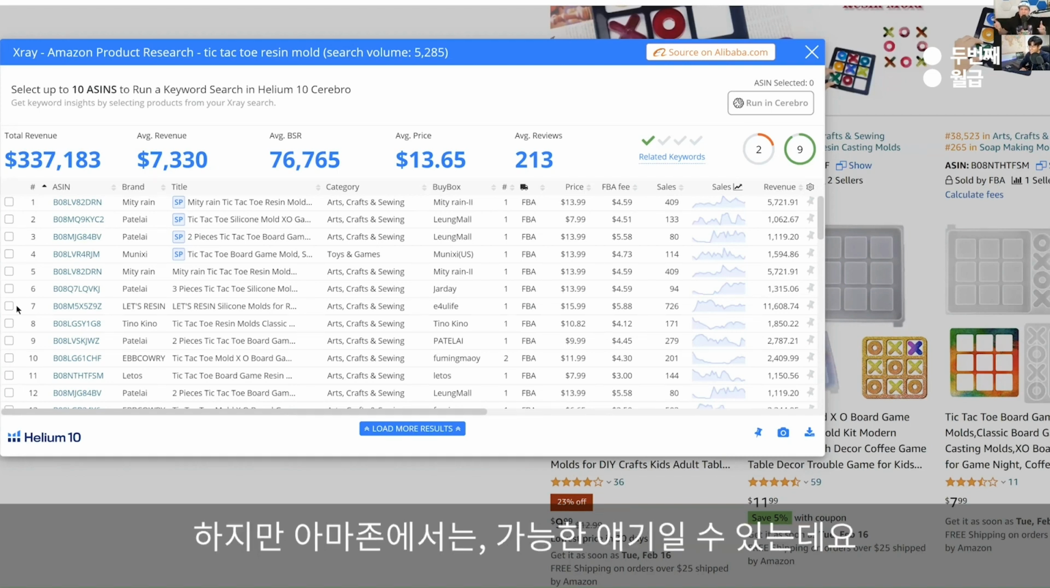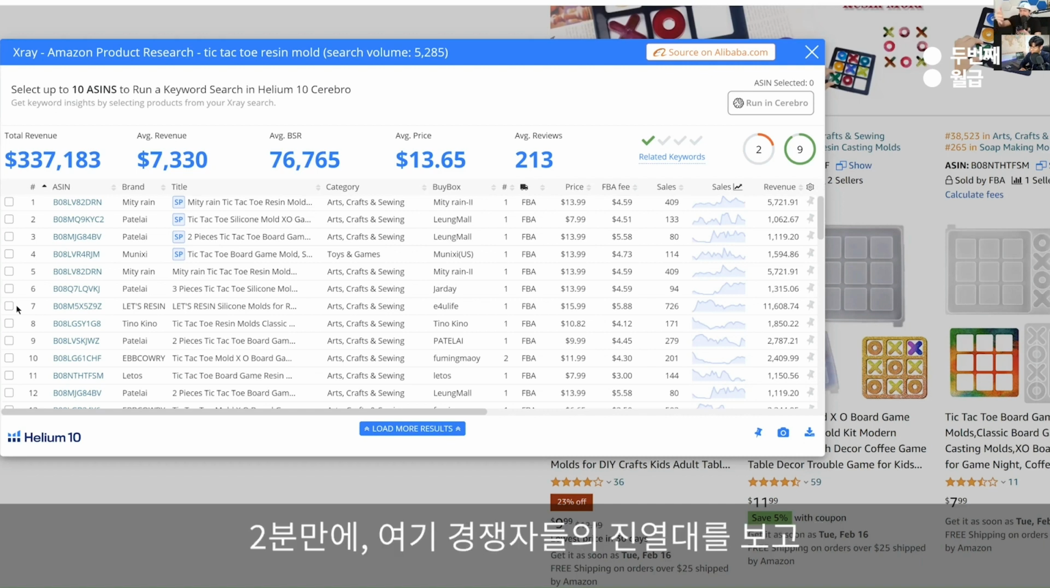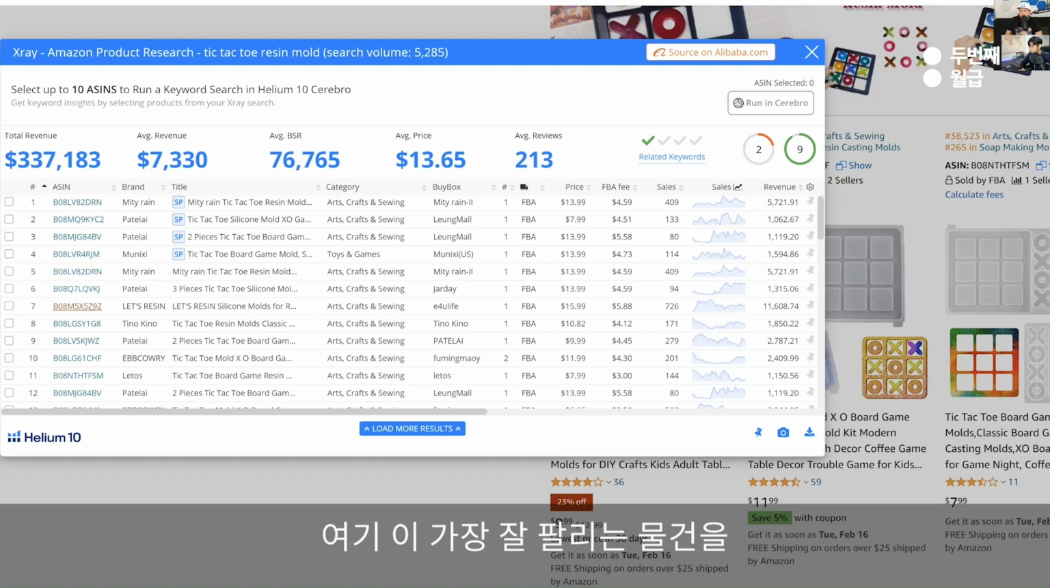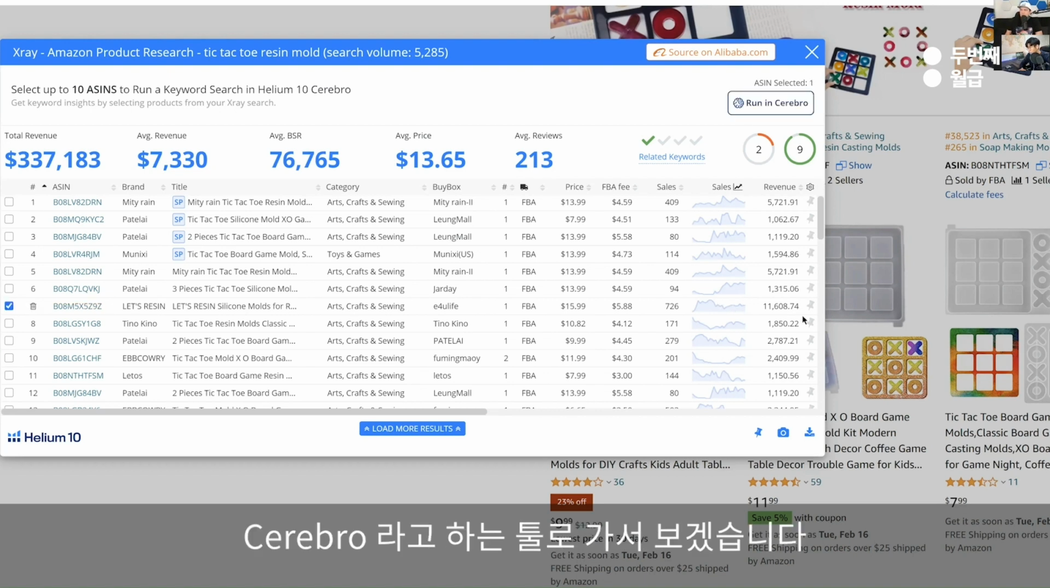But on Amazon, that is kind of what you can do. Within 2 minutes, I can look at the aisle here of my potential competitors, and in 2 minutes, I'm going to know what customers were thinking about before they bought my competitors' products. And here's how. I'm going to select this product. This is the one that we said was selling the most. And I'm going to open this up in our tool Cerebro.